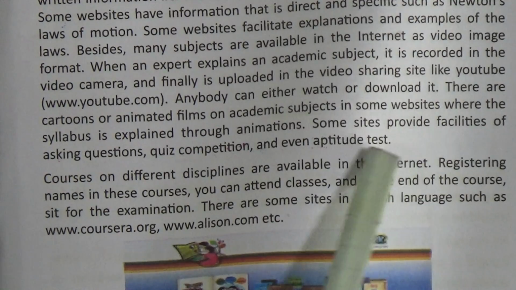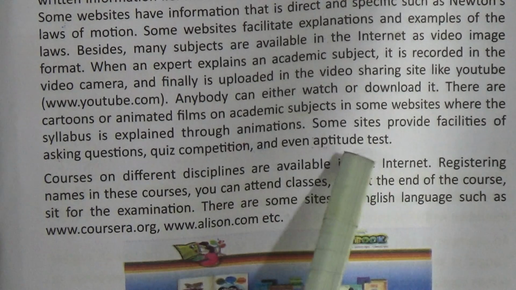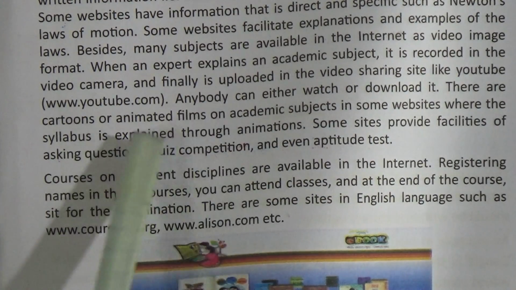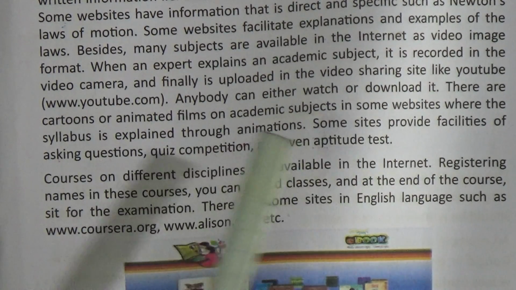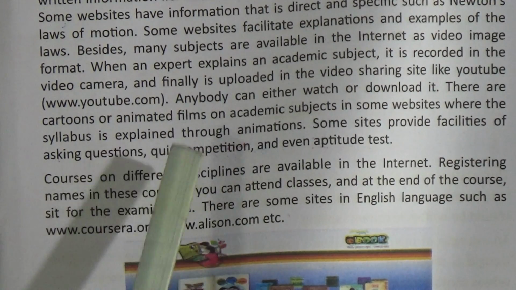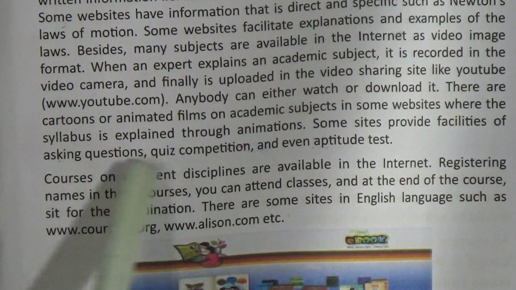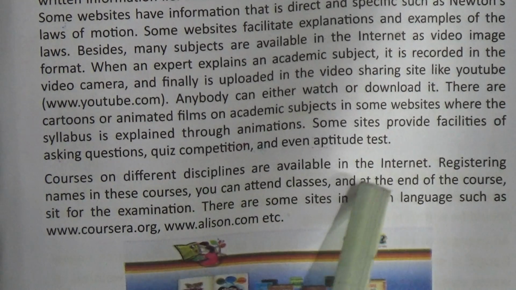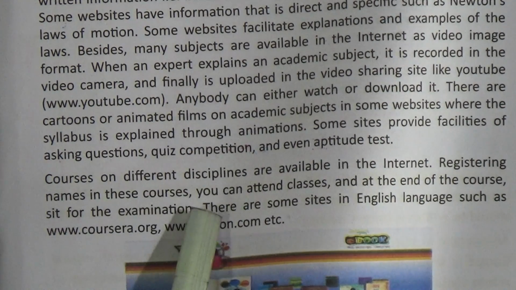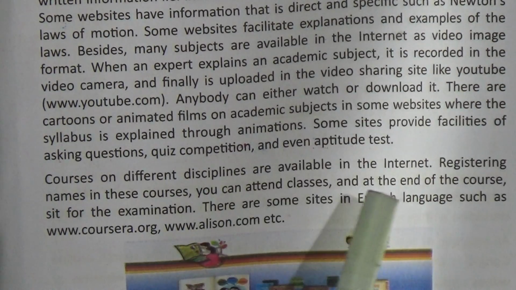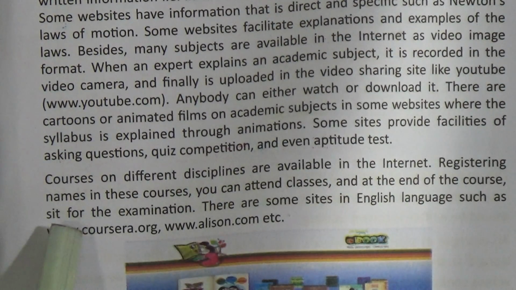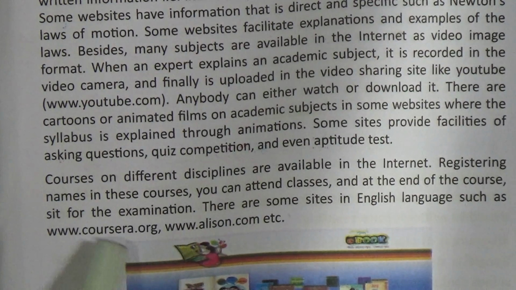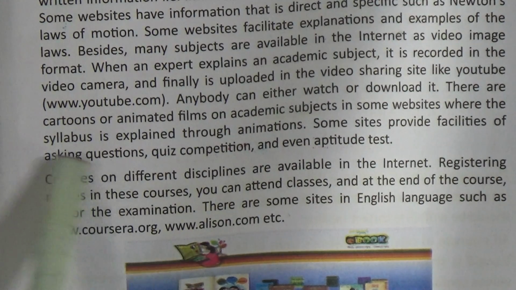Some sites provide facilities of asking questions, quiz competition, and even aptitude tests. So you can not only find information, but you can take different tests or you can ask questions to other people. In that way you can improve your skills more. Courses on different disciplines are available in the internet. Registering names in these courses, you can attend classes, and at the end of the course, sit for the examination. So you can take courses online as well.